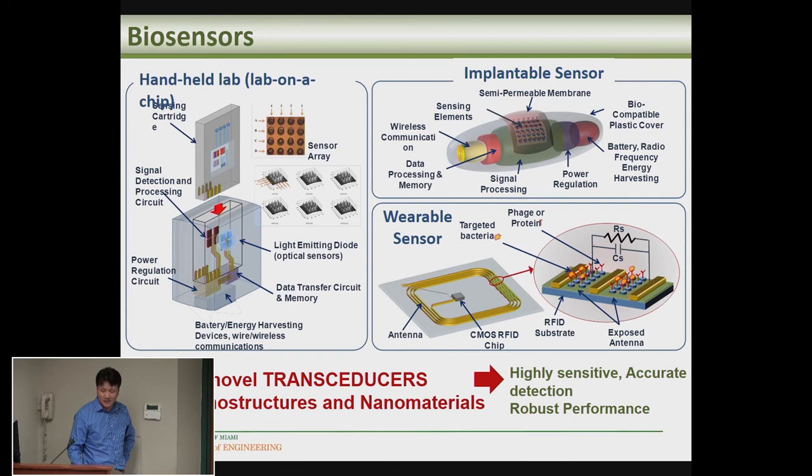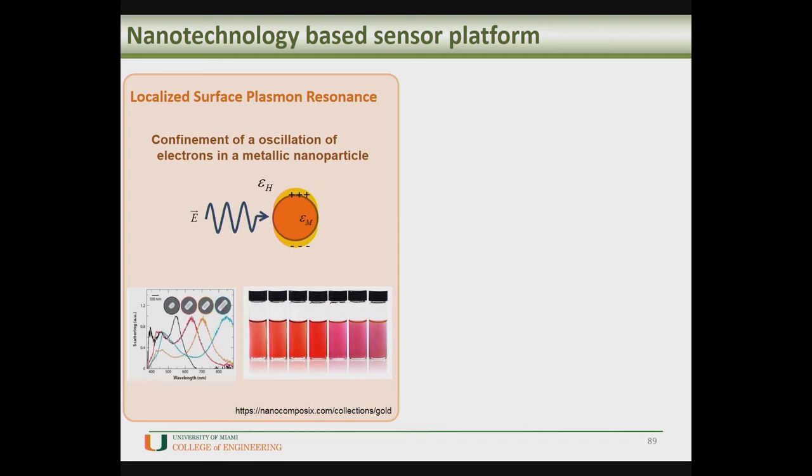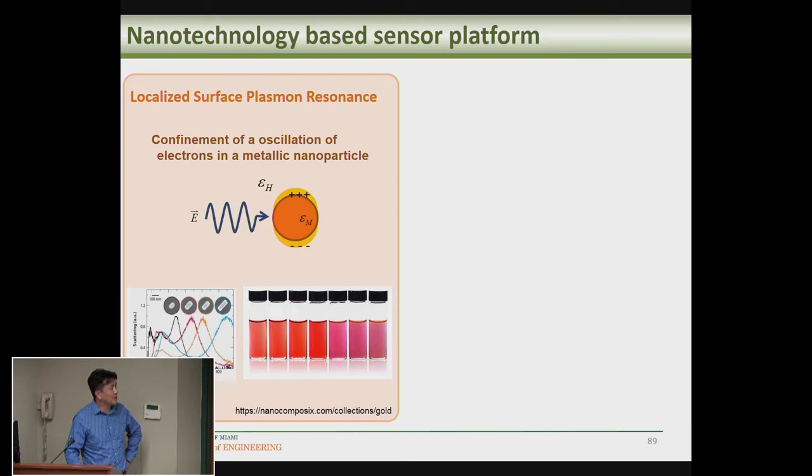So one of the candidate technologies for transducers is localized surface plasmon resonance. It occurs when you have metallic nanoparticles such as gold and silver.